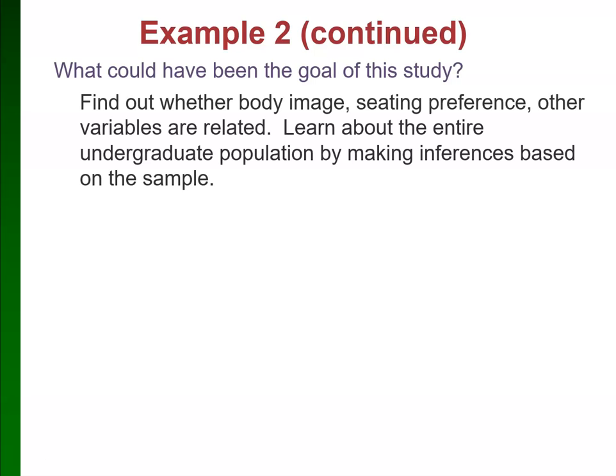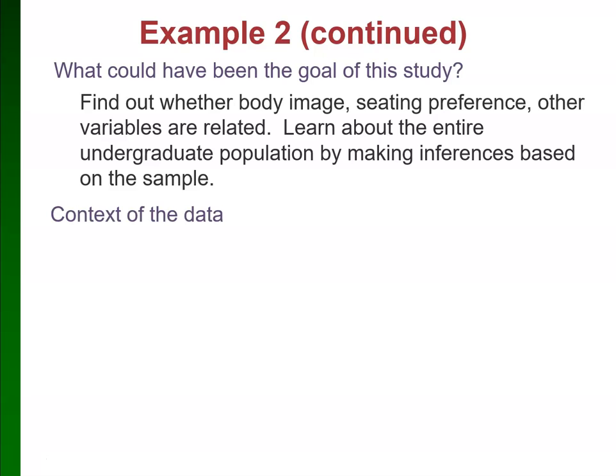Another question we could think about is, what could have been the goal of this study? Just from the information that was collected, I would guess that the goal was to find out whether body image, seating preference, and some of those other variables are related, and to learn about the entire undergraduate population by making inferences based on the sample.